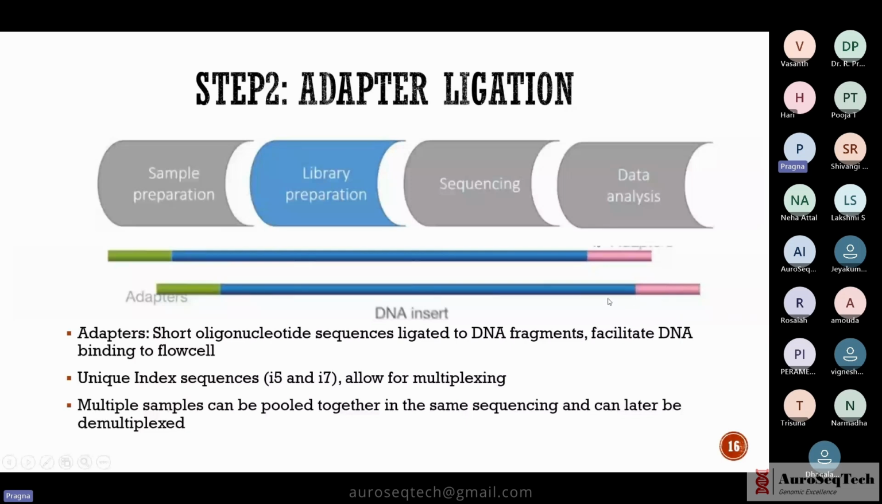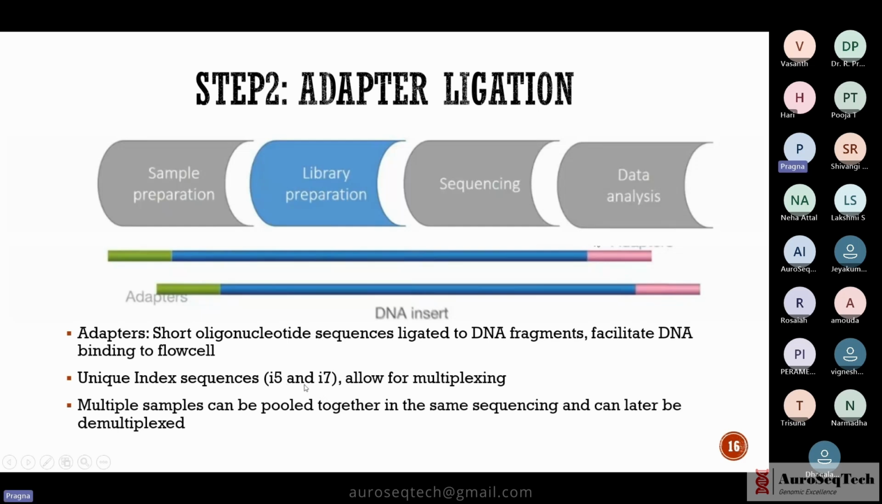So what is the need of adapters? There are three reasons. The first one is we want the DNA fragment to go and bind to the flow cell. I will explain what a flow cell is in a minute. The second purpose is that we can club together multiple samples. But for that, we should have a unique index sequence, which we call I5 or I7 indexes.